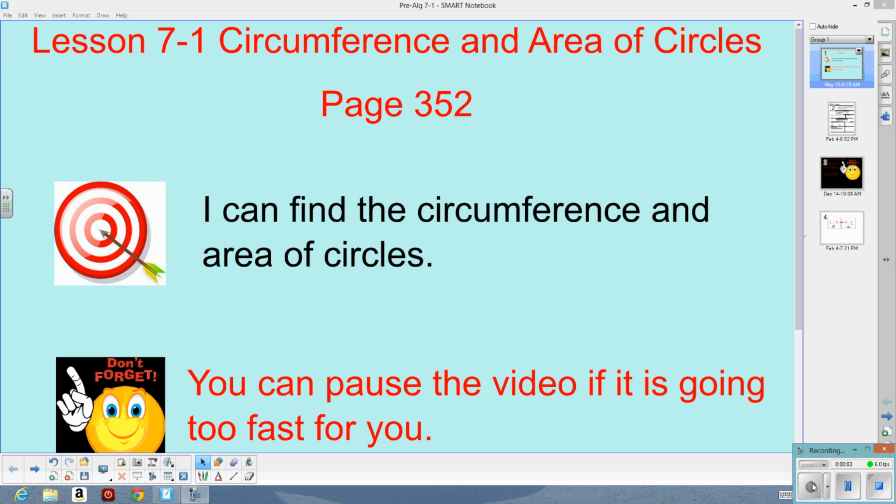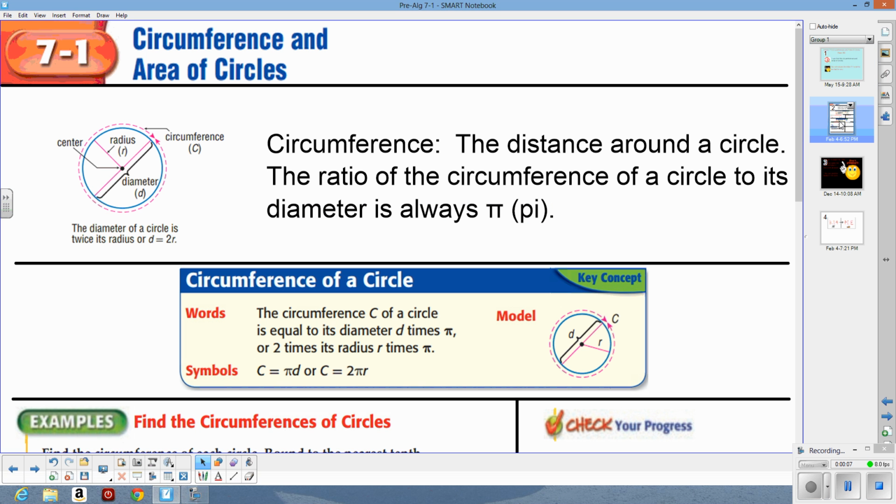In Lesson 7.1, you will be finding the circumference and area of circles. A circle is a set of points in a plane that are the same distance from a given point in the plane called the center. The segment from the center to any point on the circle is called the radius. So right here is the radius.